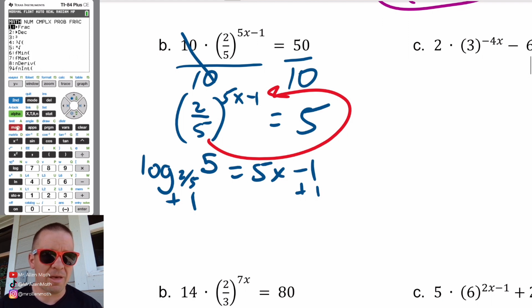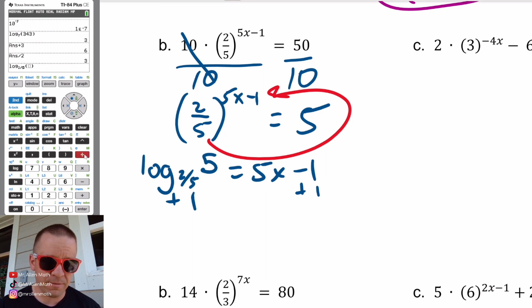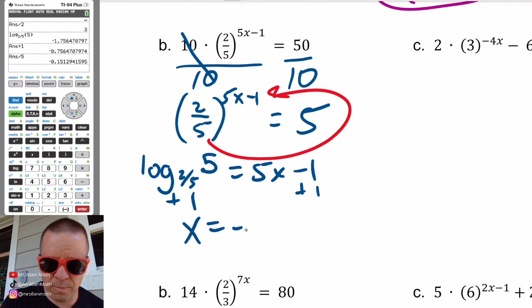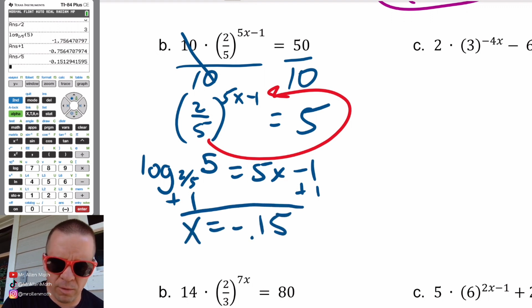All right, so again, we're going to hit math, alpha, math, and I've got 2/5, so 2 divided by 5, or 0.4 is cool as well if you want. All right, of 5, and then we're going to hit enter. And I'm going to add 1, right? We're adding 1, hit enter, and then I'm going to divide by, sorry, by 5. Almost. All right, so if I divide by 5 there, we end up with negative 0.151. So x equals negative 0.151. So we'll just do negative 0.15.